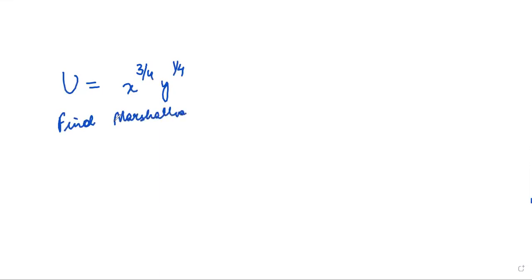In this lecture, we will see how to solve for the utility function that is given to us as u is equal to x to the power 3 by 4, y to the power 1 by 4. This is the utility function that is given to me, and I have to derive the Marshallian demand function for this utility function. Let's see how we will solve this.